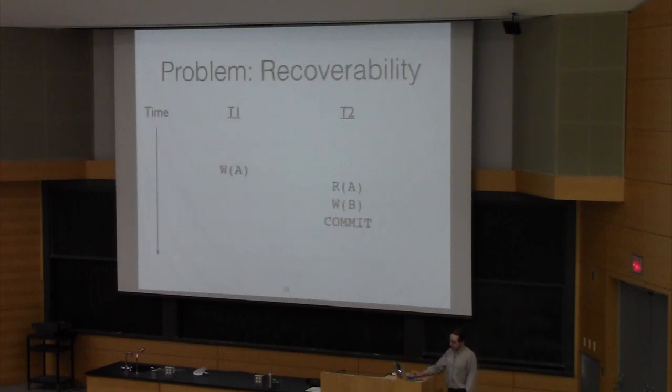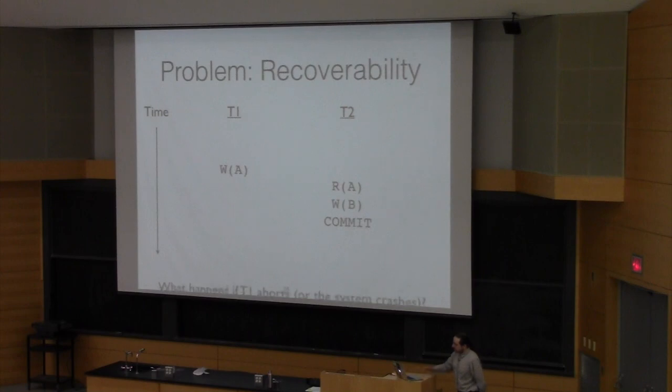Okay, so this introduces one potential problem. Well, what happens here? If I have this sequence of operations, what's happening with transaction 1? What's the state of transaction 1 at the very end? It's uncommitted. Transaction 1 is just sitting there doing nothing. But it has still written to something that transaction 2 has read from.